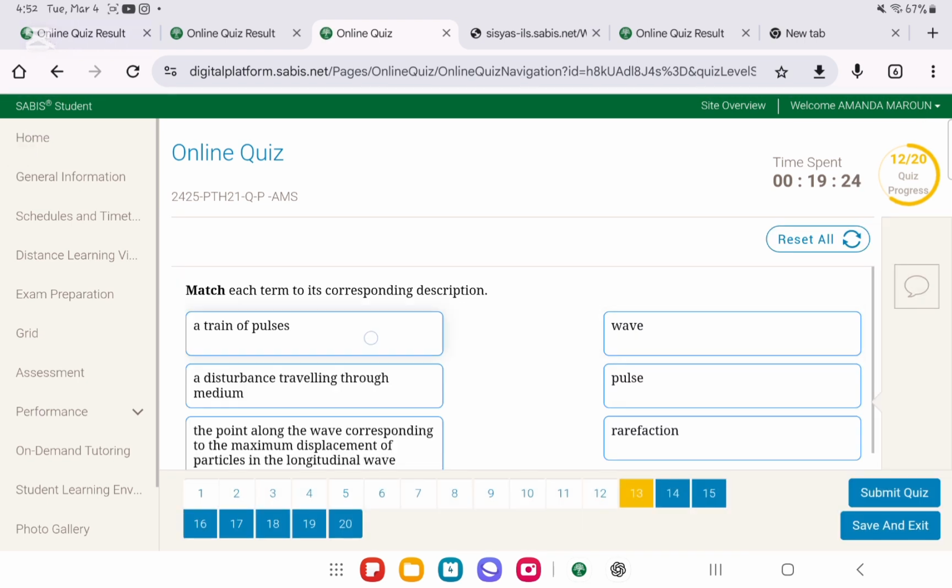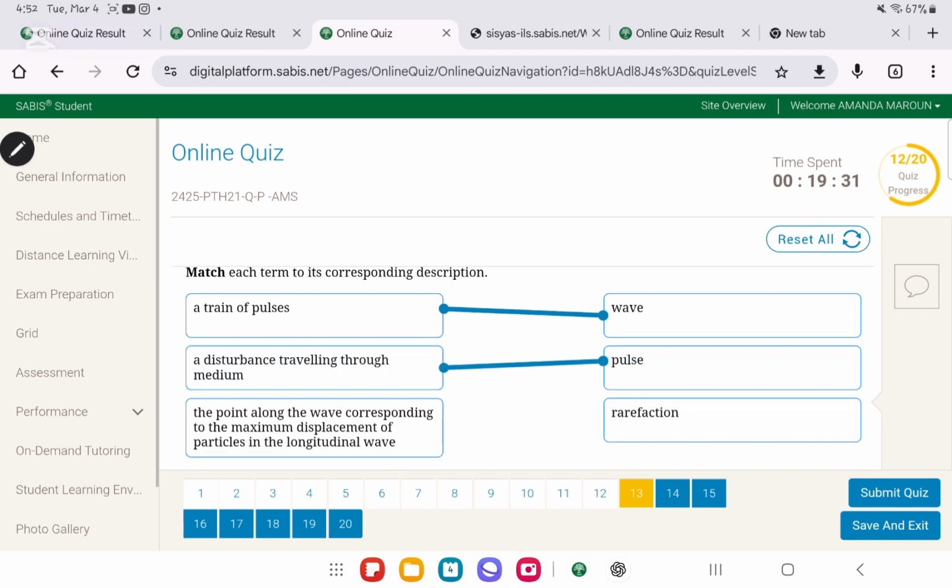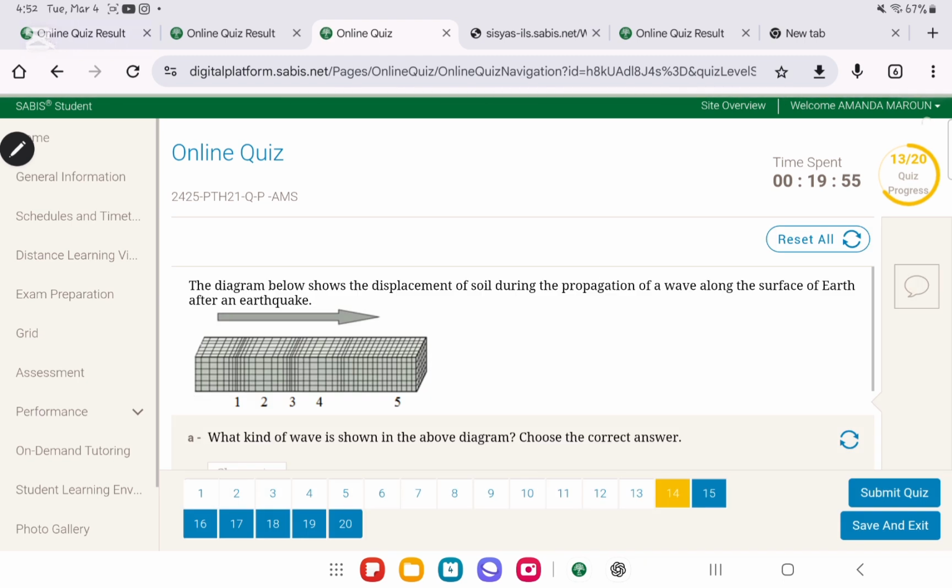Here you have to memorize that a wave is a train of pulses. A pulse is a disturbance traveling through a medium, and rarefaction is the point along wave corresponding to the maximum displacement. Maximum displacement means the greatest movement, or like the greatest separation of particles. So the greatest separation of particles in the longitudinal wave. We move on to question number 14.